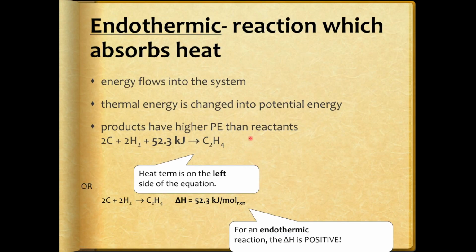So the endothermic is a reaction where it absorbs heat. So the heat goes into the system. Since it goes into the system, it is going in and it is required to do the reaction. So heat goes into the system and it's on the left side of the equation. Okay? And then, it's on the left side. So endothermic has it on the left. Exothermic has it on the right. That's really all you have to know.